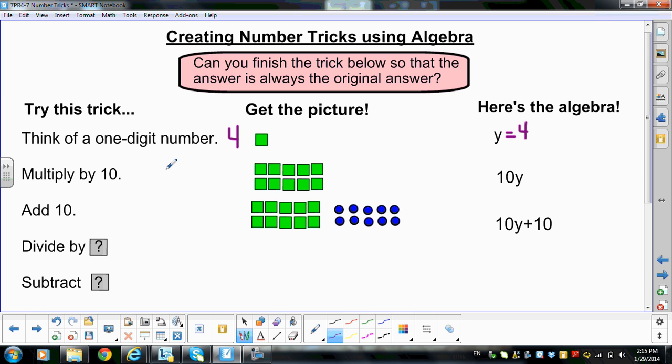So multiply that by 10. So if I have 4 groups of 10, I have 40. And I look over here, 10 times my number, which is 4. I know I'm on the right track. It is 40. Now, add 10. So I'm going to get to 50. Okay? So I'm doing 10 times 4, which is 40. 40 plus 10, which is 50.